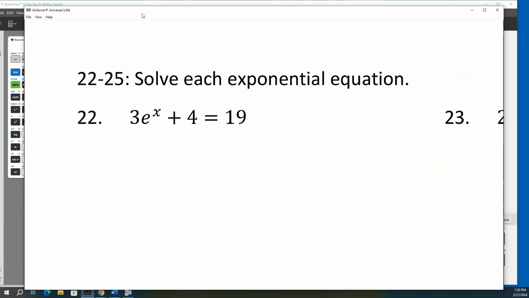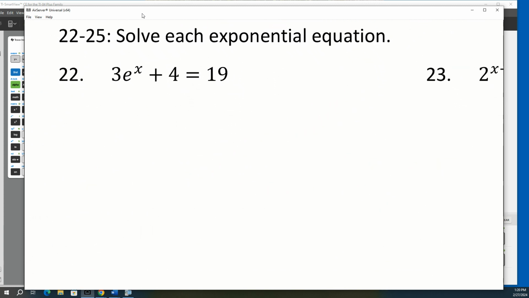All right, so we're going to skip down to 22. These are exponential equations. This is what you learned that day I wasn't here, and you're supposed to watch the video that I found out some of you didn't realize there was a video. So anyway, this is a good time for you to figure out how to do this.